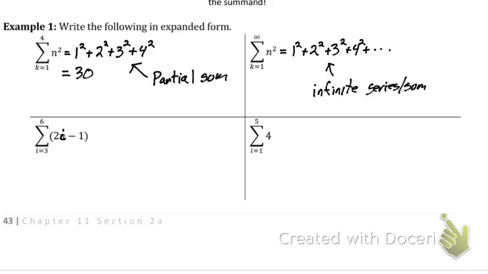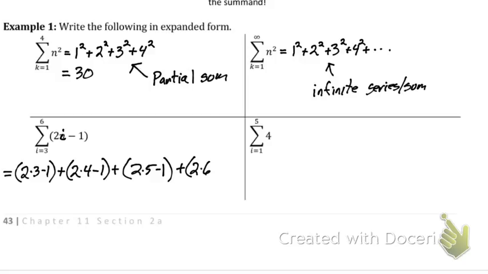All right, anyway, so we are going to recognize that this actually starts at 3. So we are not going to plug 1 in this time. We're going to start at 3. So this is going to equal 2 times 3 minus 1 plus 2 times 4 minus 1 plus 2 times 5 minus 1 plus 2 times 6 minus 1.